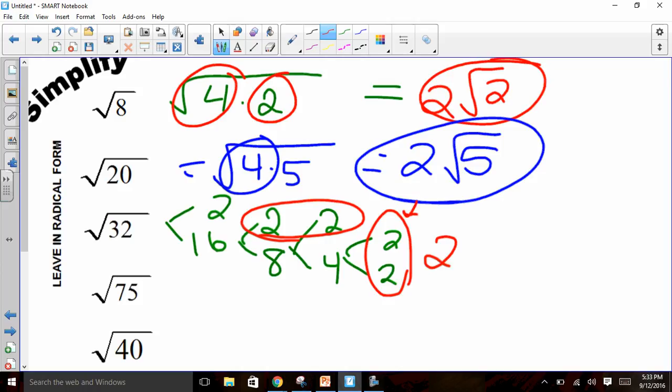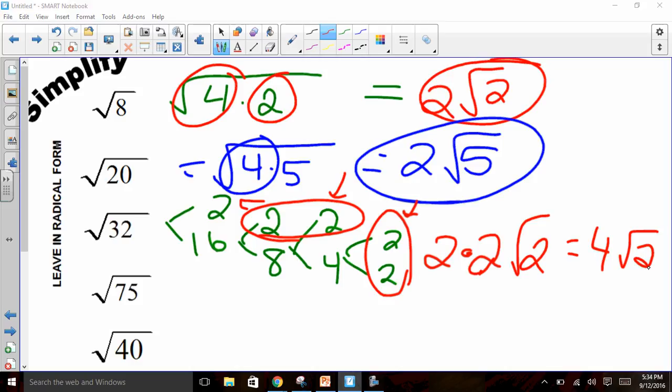So I got 1, 2 from this one. Then I get another 2 from the second one. And they're going to come outside and hang out because I had a pair. Whenever I pull something out of my square root, those numbers become multiplied. Just like every number underneath is multiplied, whenever you pull something out, it's still being multiplied. Can't forget my little 2 that was left under there. So now I'm going to simplify that one more step. And I get 4 root 2.